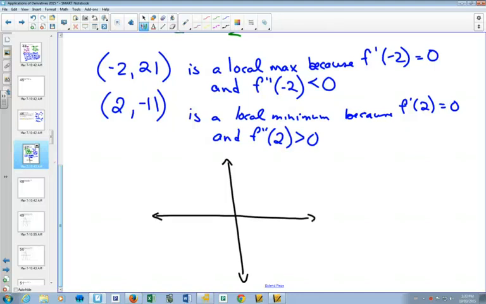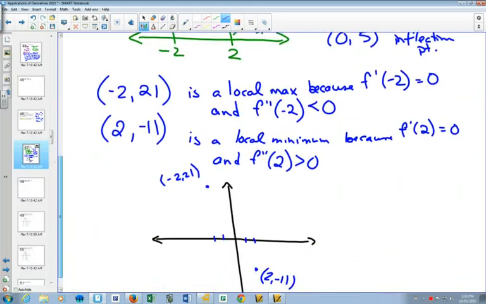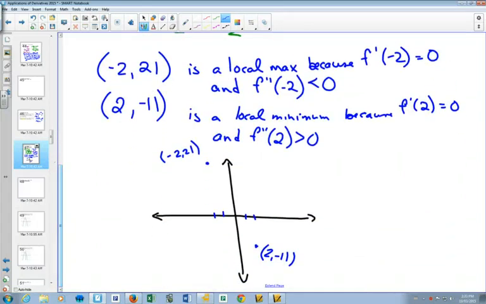Once we put on our blue points here, negative 2, 21. I'm going to estimate that to be about 21, 2, 11. 2, negative 11 would be down there. Our inflection point is at 0, 5. And we know that it's concave down here, concave up afterwards.